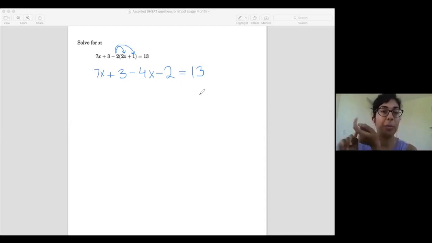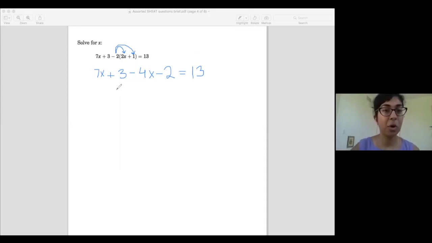And then I also have a +3, a -2 that are not like with the x terms, right? And those are actually like with this 13 on the other side. So I want to make sure I'm grouping the like terms, which means that I have to bring that 3 and that -2 onto the other side. How do I do that? Now, this is the trick with algebra. The magic of algebra is that you can do absolutely anything you want, any operation, addition, subtraction, multiplication, or division, as long as you do the same thing on both sides, right?